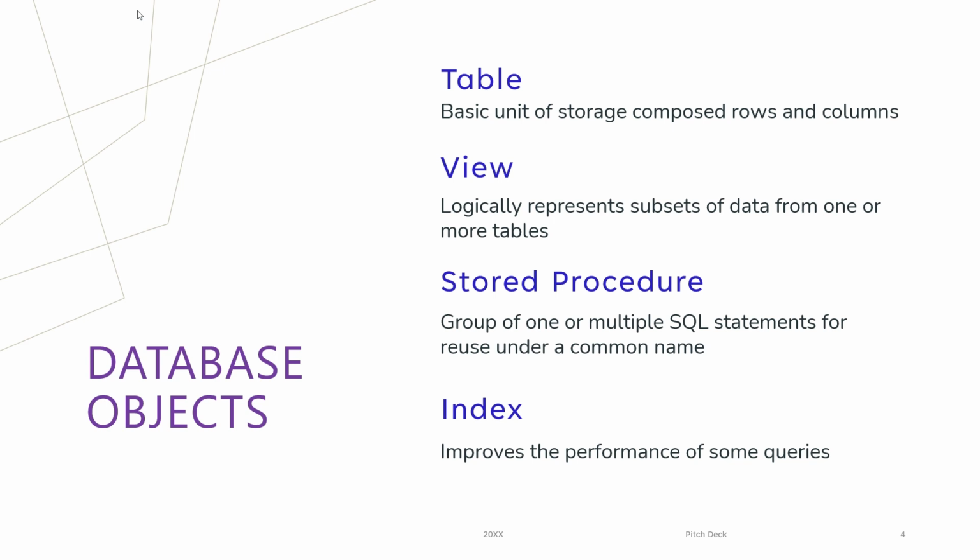So database objects are all the objects present in a database which are used to store or organize the data. There are multiple database objects which we need to understand in basic terms. For example, table: you know very well, whenever data is organized in terms of rows and columns, it is known as a table.